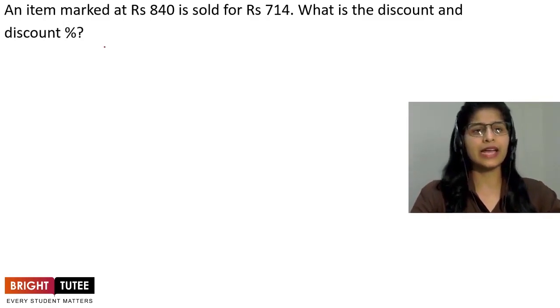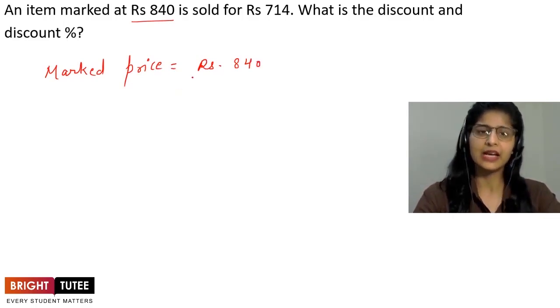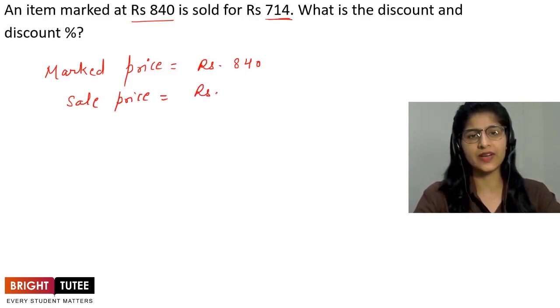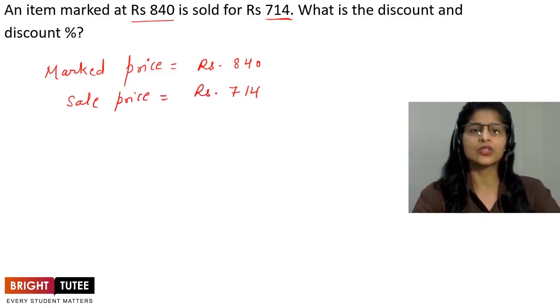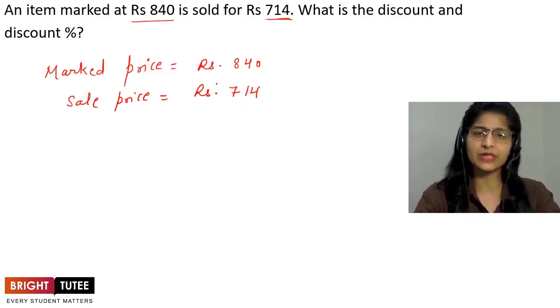It is saying an item marked at rupees 840. Marked at, this means this is the marked price given. So we will write marked price is equal to how much? It is rupees 840. Clear? Now they are asking it is sold for rupees 714. So this is the selling price or sale price. We'll write sale price is equal to rupees 714. Clear? So the marked price is 840 and sale price is rupees 714, which is less than 840. So definitely some discount is given.